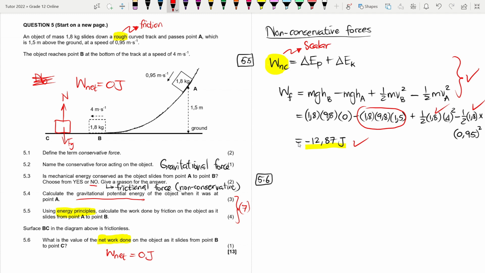Okay. If the question was, what is the velocity at point C? What would you say?